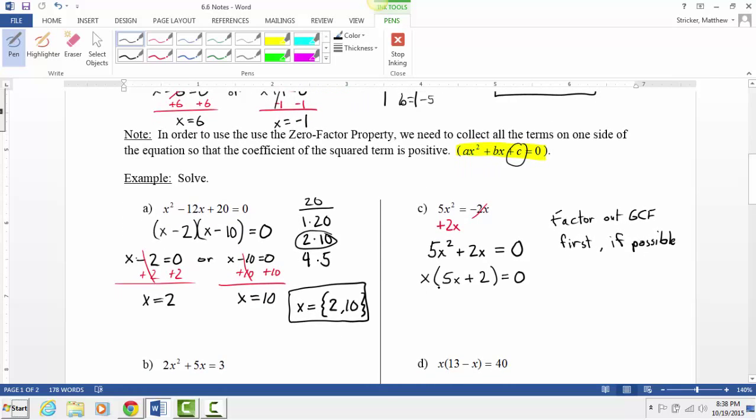And so now I have something times something equals 0, and it's the same idea. I take this first something here, that has to be equal to 0, or the second something has to be 0. The 5x plus 2 has to equal 0.